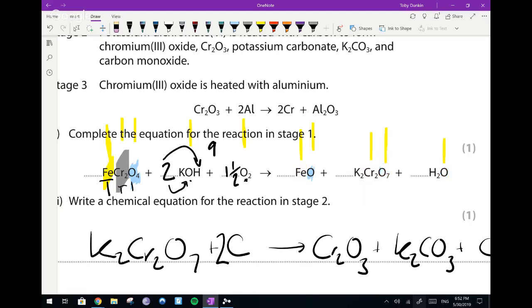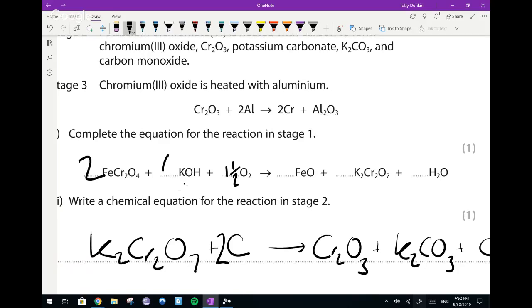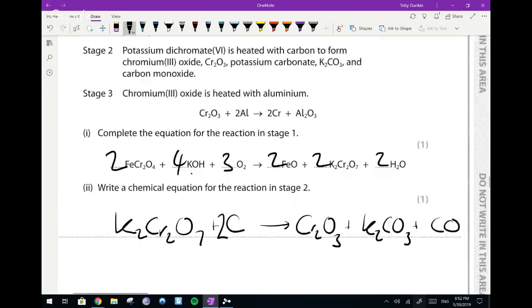So now for those students who don't like the fractions, and you shouldn't really leave them in at GCSE, what I should now do is double everybody to get rid of that half. So 2, 4, 3, 2, 2, and 2. And I can check that if I want to.